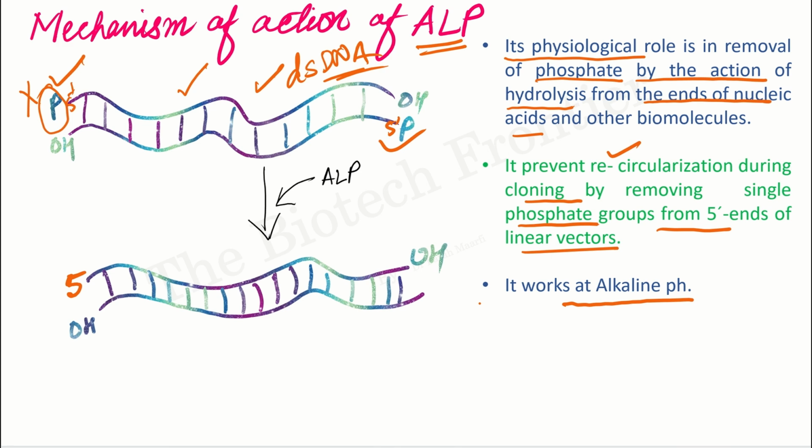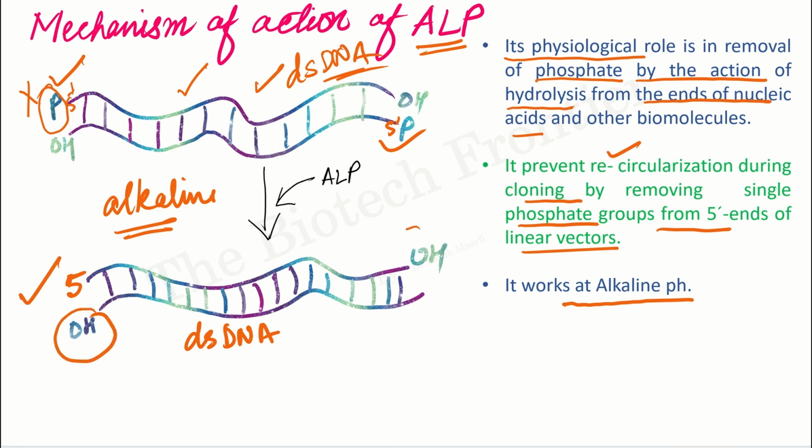That means for the removal of the phosphate group from the 5' ends of double-stranded DNA, the condition of the environment should be alkaline. The pH of the solution or buffer in which the double-stranded DNA is suspended should be alkaline in nature. Only in alkaline condition can ALP efficiently remove the phosphate from the 5' end of the double-stranded DNA. And you will get a double-stranded DNA that lacks the phosphate group at the 5' ends, leaving behind only the free 3' hydroxyl group. There is no free phosphate group at the 5' ends, right?